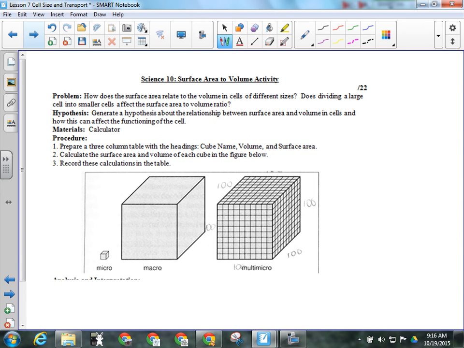We've got one that's called micro, and that's a really small cell. Its dimensions are 1 by 1 by 1. We're looking at macro, which is a very big cell, whose dimensions are 10 by 10 by 10. And then we're looking at multimicro, which is not a single cell. It is many cells. It is, in fact, macro, but divided up into micros. And not 100 of them, but 1,000 of them, because its dimensions are the same, 10 by 10 by 10. So ignore these hundreds.